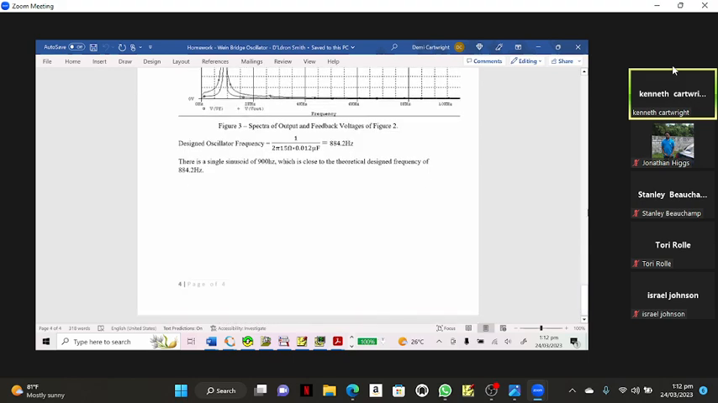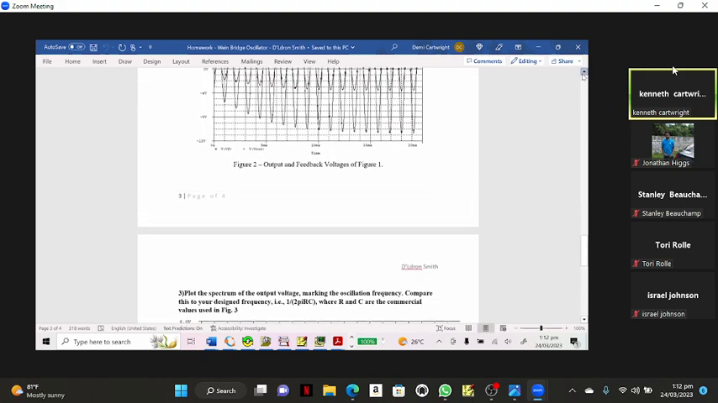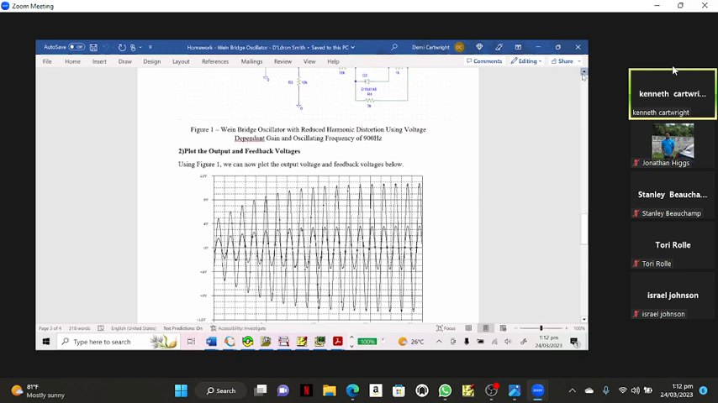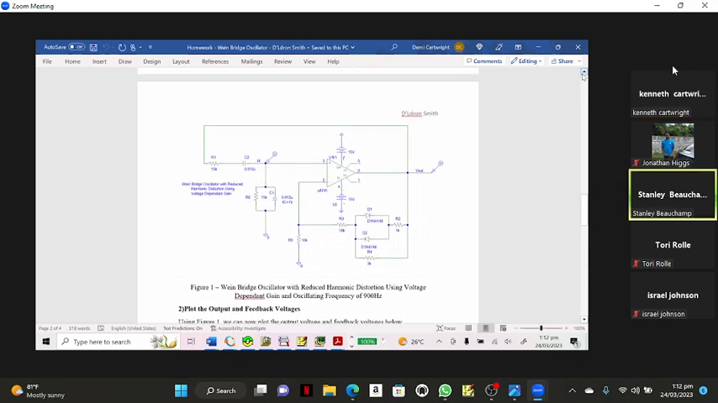Now, do you all see your assignment? So what made you choose these two resistor values for R2 and R4? They're not critical. All we need to achieve is a gain slightly more than 3, so oscillation will start.